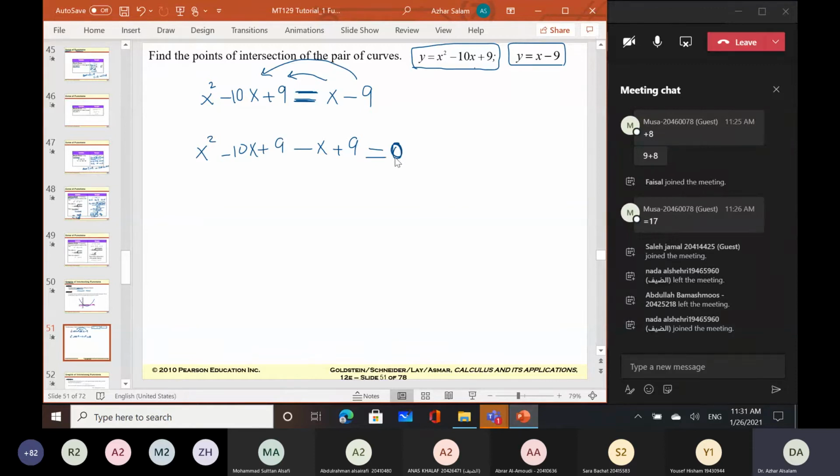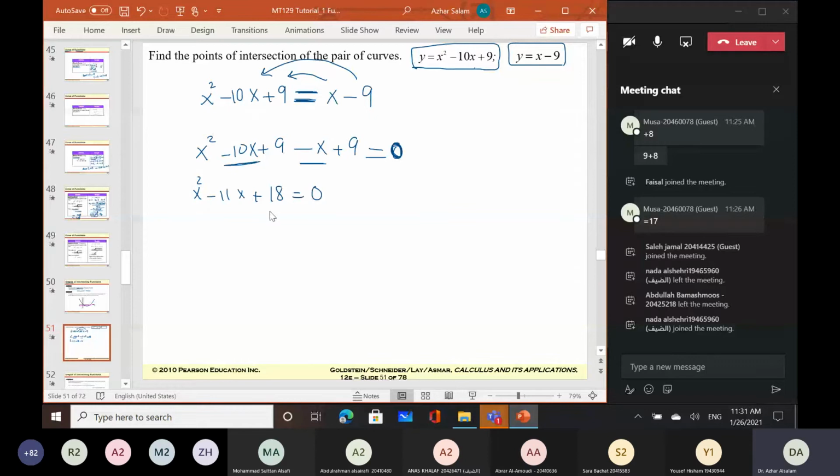Okay, I have to make it here equal to 0 to find the zeros of these functions. And I will use the quadratic formula, of course, or factorization. Now, before factorization, of course, I have to arrange. I have only one x squared, so it's x squared. I have here 10x and 1x, minus 10 minus 1, it will be minus 11x. And plus 9, plus 9, it will be plus 18, equal to 0.